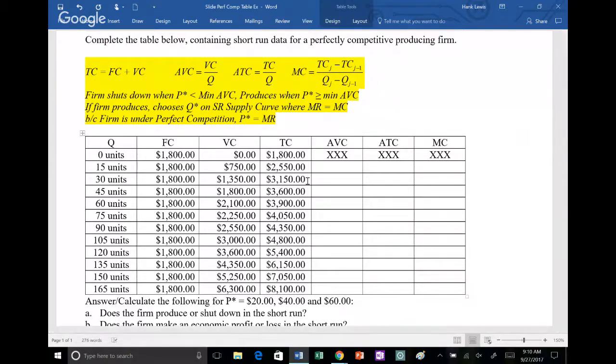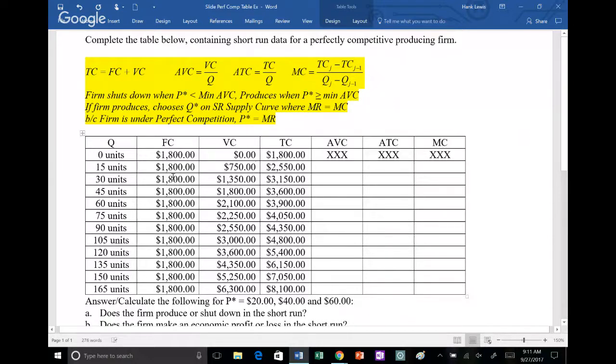Now, let's move on to the next item here, the average variable cost. I want you to notice that average variable and average total cost are both blocked out for 0 units. Well, look at the formula. Variable cost divided by quantity would mean you divide by 0. Oops, can't do that with real numbers. And so the average variable and average total costs are undefined at 0 units. You have to have positive production to have an average.